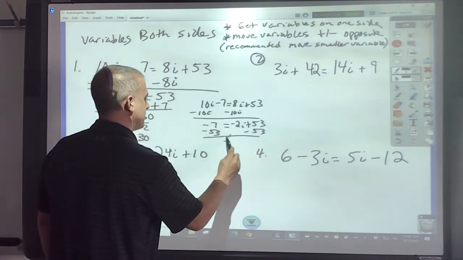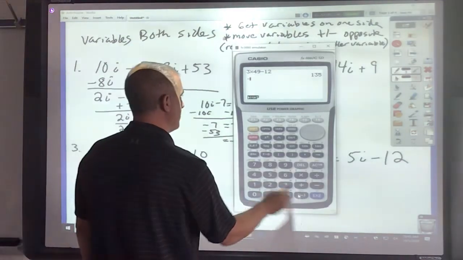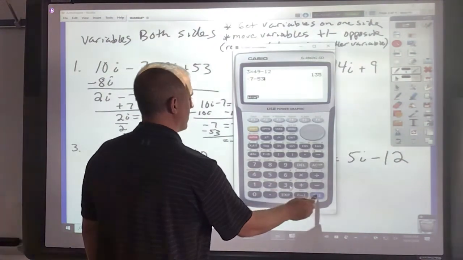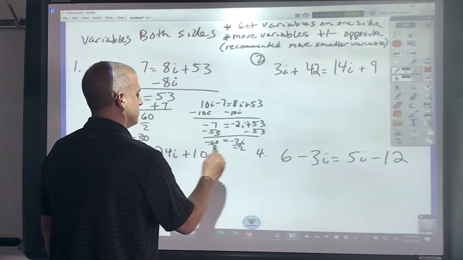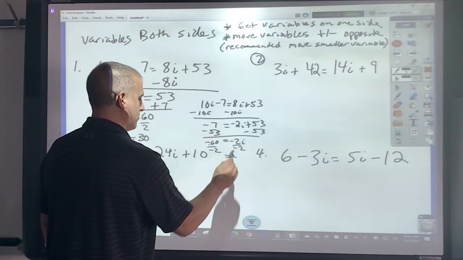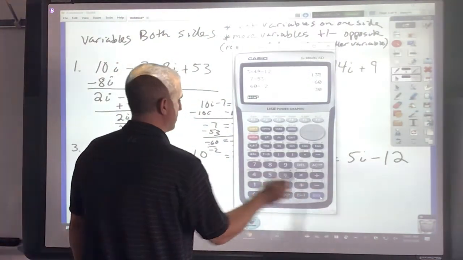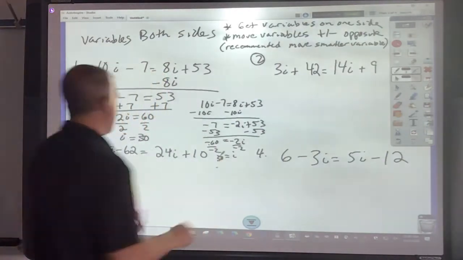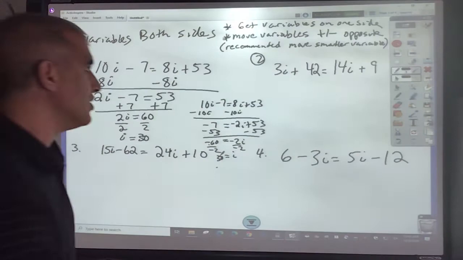As you can see, there's a lot more negatives involved. Negative 7 minus 53 is negative 60. If I divide both sides by negative 2, i equals negative 60 divided by negative 2, which is positive 30. I got the same answer. One involved more negatives. So you can do any strategy.